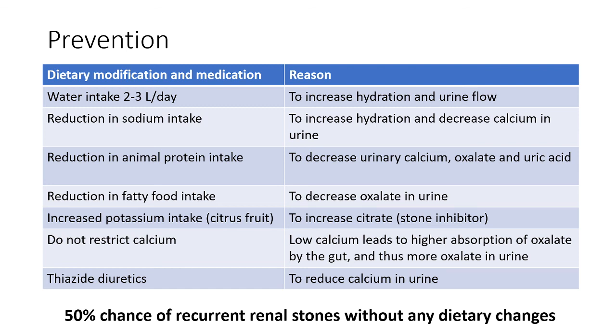Animal protein intake should be reduced to decrease urinary calcium and uric acid and to decrease oxalate absorption by the gut and thus urinary oxalate. Fatty food intake should also be reduced to decrease oxalate in urine. Citrus fruits are recommended to increase citrate and thus inhibit further stone formation.